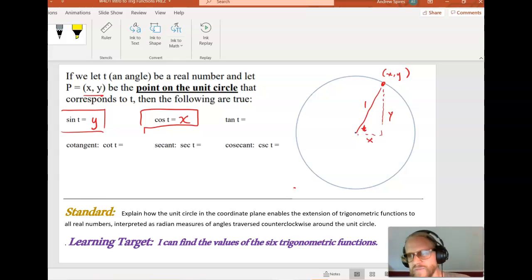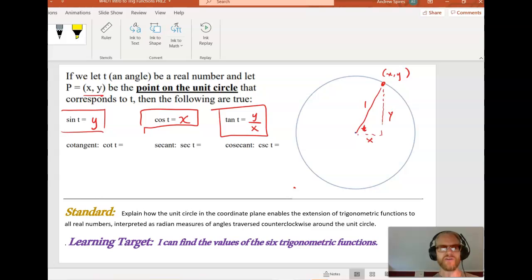Tangent is always opposite, which is y, over the adjacent. So tangent is going to be y over x. Okay? And that goes back to tangent in calculus, big deal, is rise over run. It's slope. And this is where that comes from. So you're going to see that problem after problem after problem in calculus where that's the case.